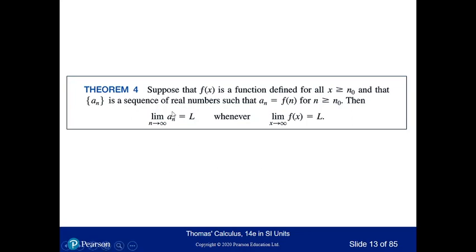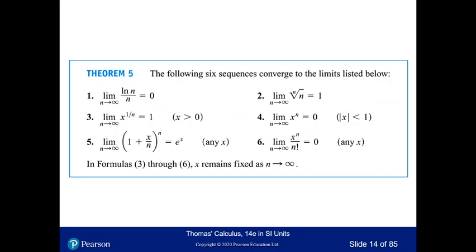Yeah, this is a little bit different. Let's say f of x is a function defined for all x greater or equal to n0, and a_n is a sequence of real numbers such that a_n is equal to f of n for n greater or equal to n0. Then a_n goes to L whenever the limit of f is L. Okay, if you know the limit of f, then the sequence is going to go to the same number because the sequence is made up from the function. If the function goes to the limit L, then the sequence is going to go to that value as well.